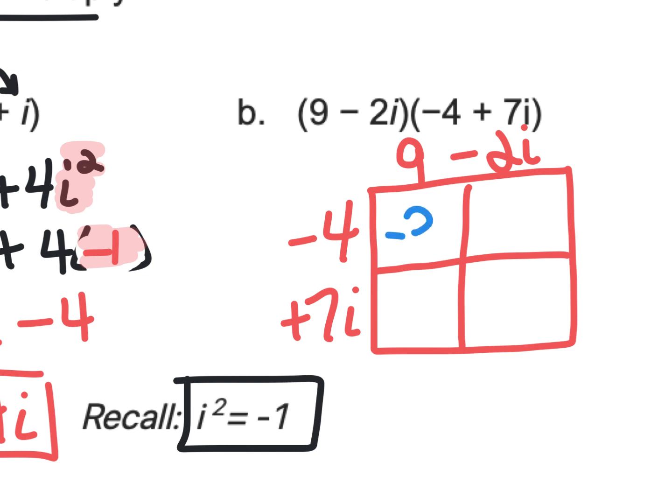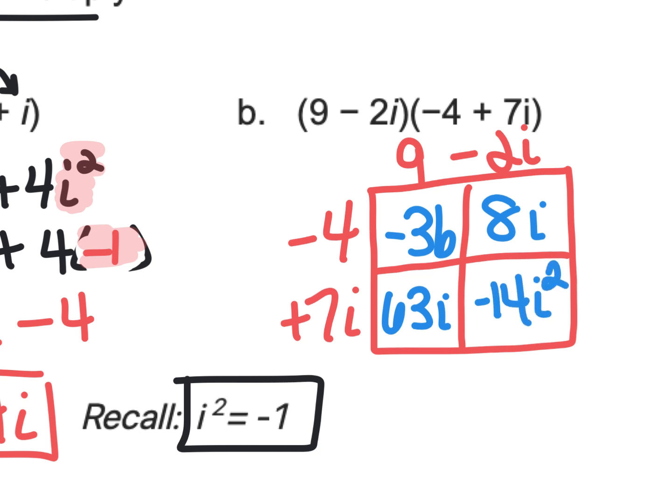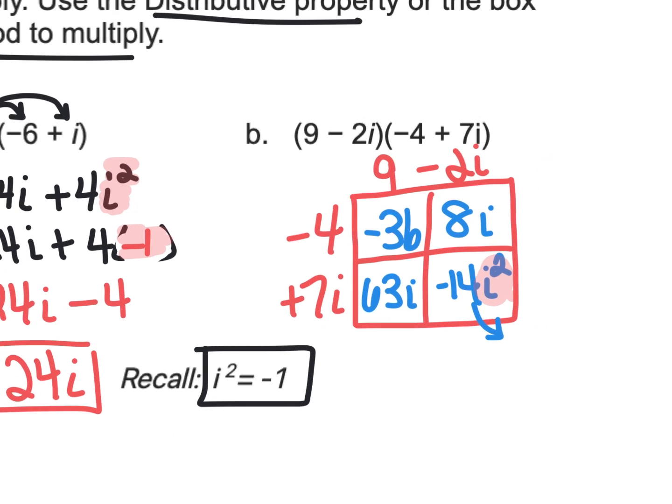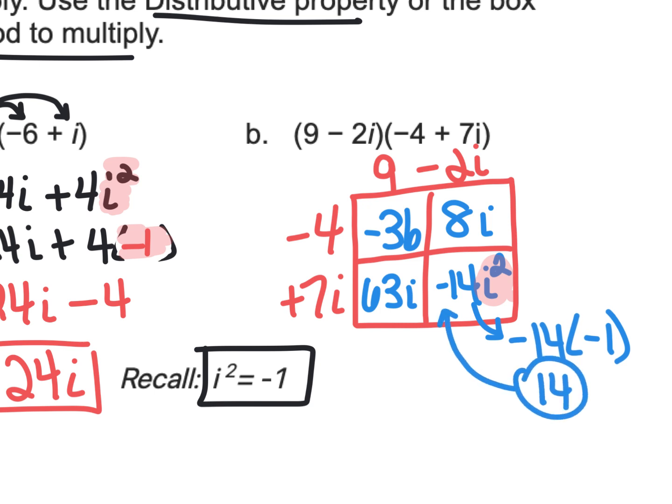Negative 4 times 9 is negative 36. Negative 4 times negative 2i is 8i. 9 times 7i is 63i. And 7i times negative 2i is negative 14i squared. So remember what we said? i squared is equal to negative 1, which means this box right here is going to be negative 14 times negative 1, which is actually positive 14. So the value that's in that box is positive 14.